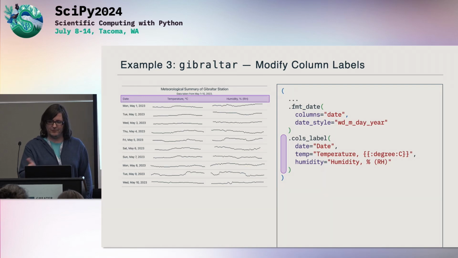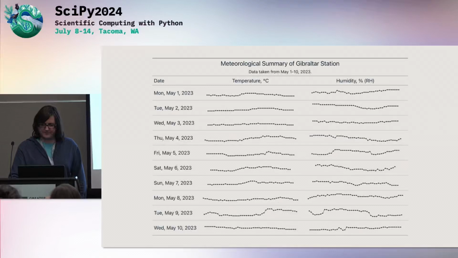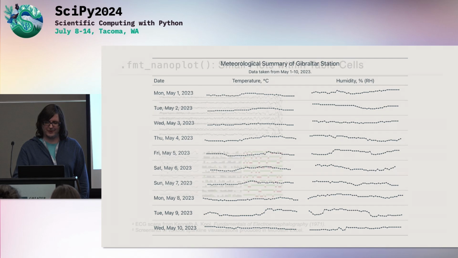Cols label, we're doing a cool thing where we actually make it so you get degrees Celsius there with a little bit of curly brace code because we can get symbols from that. Otherwise, it's a little bit hard to do. And there's our table. So a lot of data in a table, and it's a really great summary of weather.